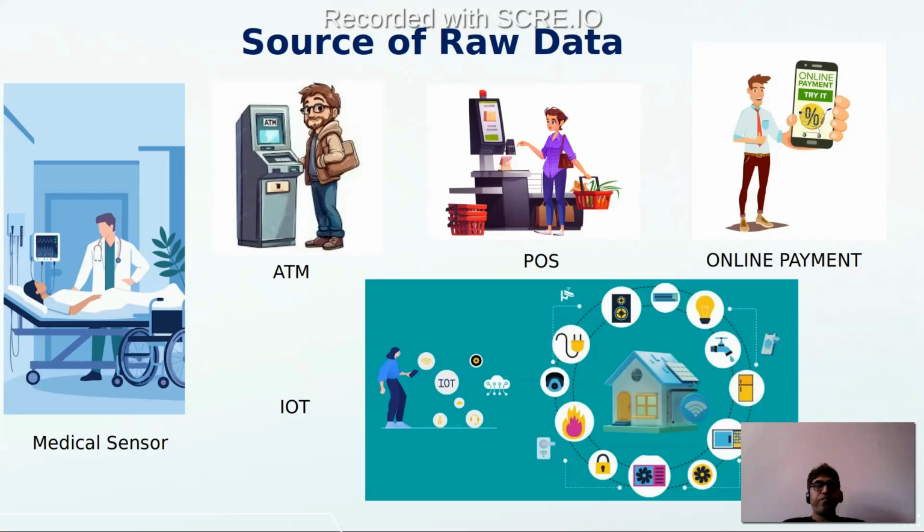Okay. So, what is the source of raw data? You can see the sources in this slide. There are different sources. When you are doing a transaction at an ATM machine, you're buying some products at the point of sale, you are making an online payment, or maybe some medical sensors are attached to a patient. Then IoT, Internet of Things, where you can control home appliances, electrical appliances, digital products. So this is all the source of raw data.